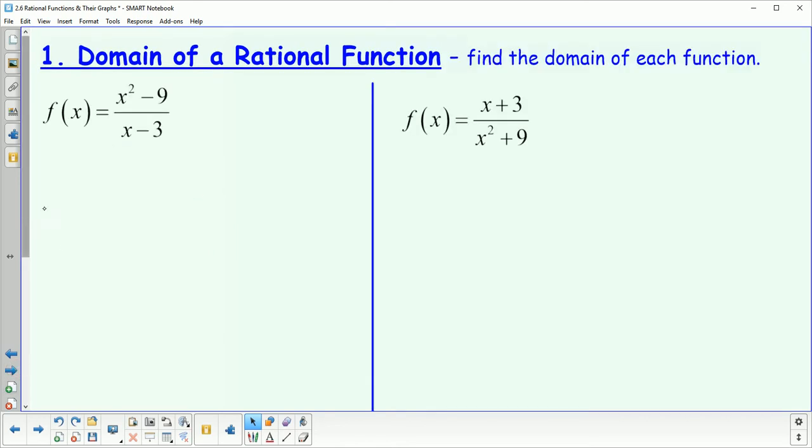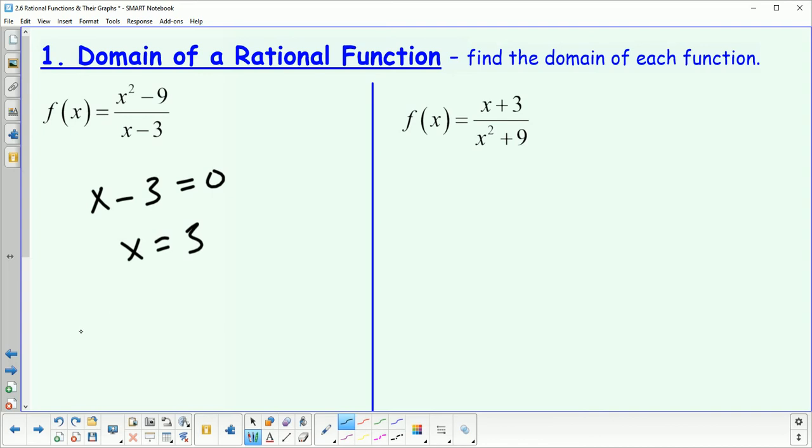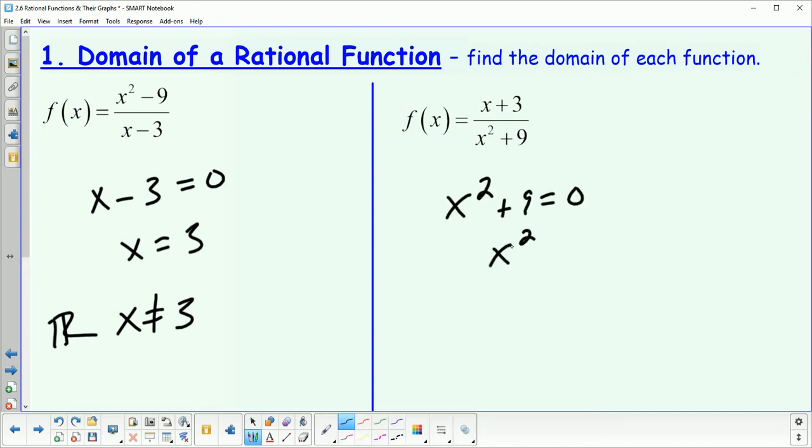solve. So if we look at these here, we can just take our denominator, set it equal to 0, solve for x, we get 3, which means x cannot be 3. So you could say it is all real numbers except x cannot be 3. Now in our other one, this one can be kind of tricky. If we say x squared plus 9 equals 0, we'd end up with x squared equals negative 9. So in this case, since this can't happen without imaginary numbers, our domain is just going to be all real numbers. There are no numbers to exclude on this one.